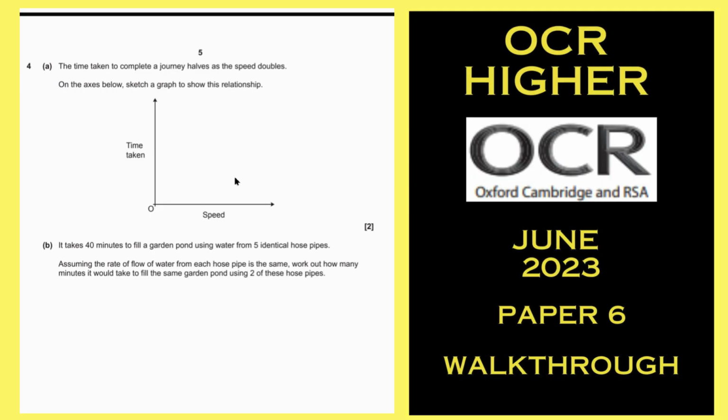Question 4. The time taken to complete a journey halves as a speed doubles. Now, if you aren't aware of this type of graph, if you're trying to do it from memory, just think about this. If you've got some data, the time taken halves as the speed doubles, and it should build up a picture. But hopefully you'll already know that that's your good old reciprocal graph.